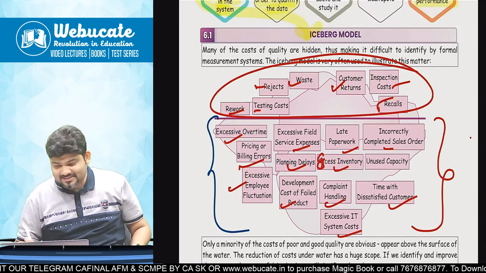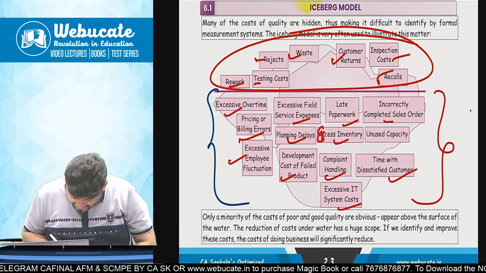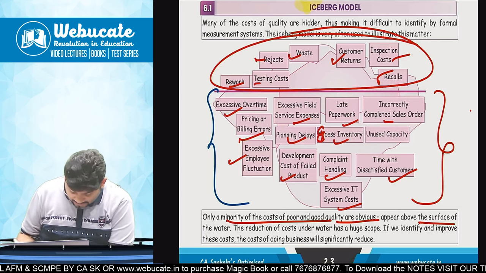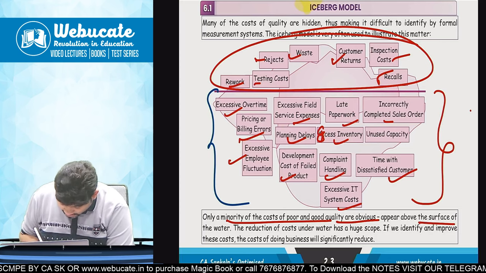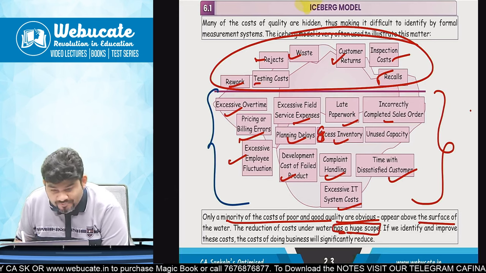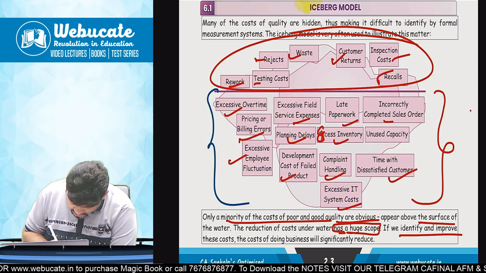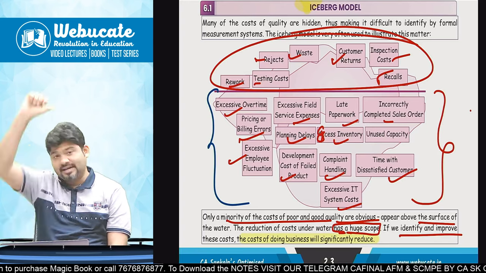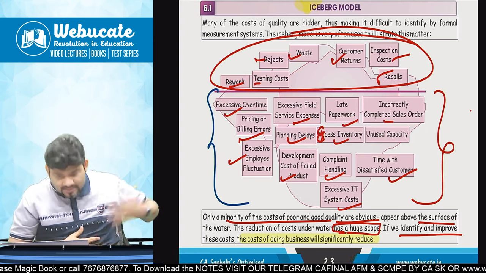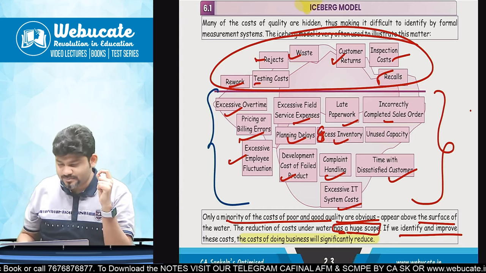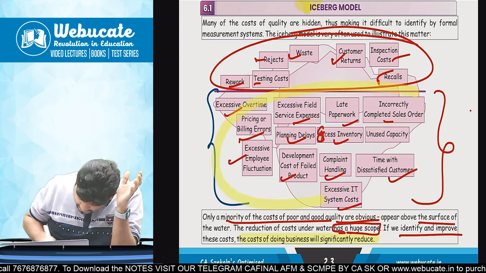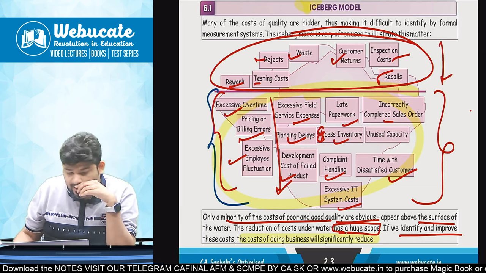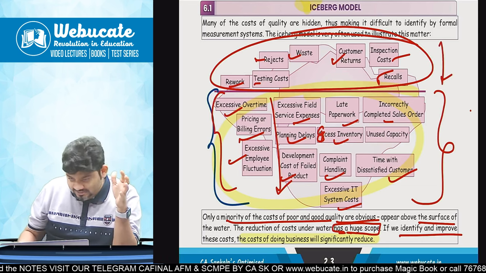Okay, so with this, we complete today's theory session. Only a minority of the cost of poor and good quality are obvious, appearing above the surface of the water. The reduction of cost underwater has a huge scope. If we identify and improve these costs, the cost of doing business will significantly reduce. And this, ladies and gentlemen, is what the iceberg model says. So we have to focus equally on these, because if these go down, automatically this will also come down. Got it? So this is about your iceberg model.